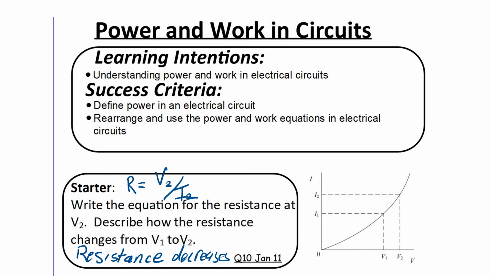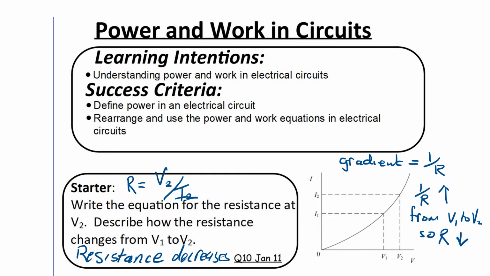Describe how the resistance changes from V1 to V2. So we know the gradient of an IV graph is equal to 1 over R, or the reciprocal of resistance. And we can see 1 over R is increasing from V1 to V2. So that means R, the resistance, must be decreasing.